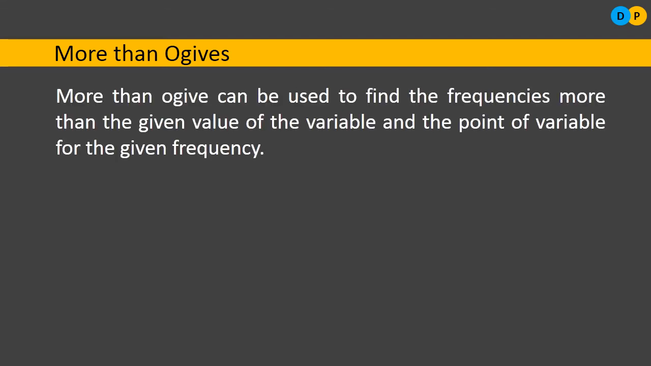Next, what can the more than ogive be used for? In case I want to precisely say what is the number of frequencies above a particular given variable value, then I can make use of the more than ogive. Or if I want to precisely pinpoint what is the value of a particular variable for the given frequency, then also I can make use of the more than ogive. So these are the details with respect to the less than ogive and more than ogive.